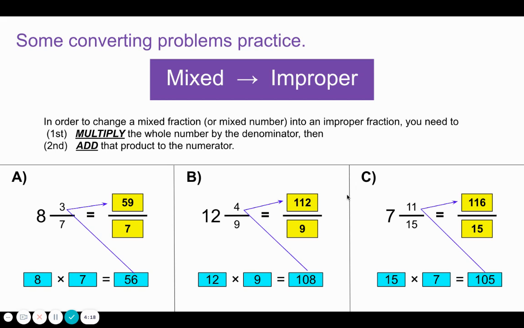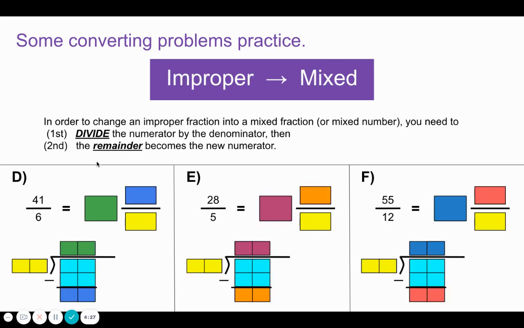All right, and then going back here, this is what mixed to improper is. What if you want to go from improper over to mixed? So I tried to color coordinate this stuff for you guys so you can see which numbers go where. In order to go back, all you've got to do is divide the numerator by the denominator. And then whatever the remainder is that you have, you don't keep going with it. You just put that right back into the fraction.